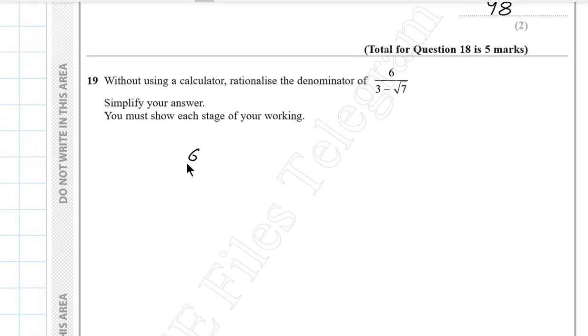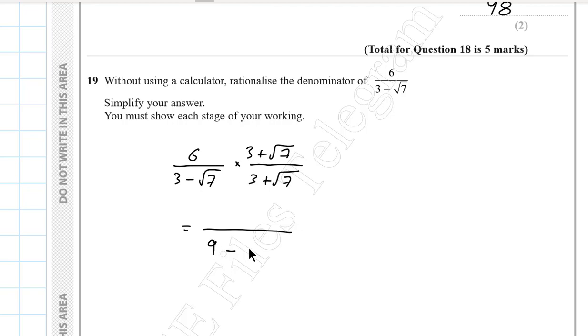Question 19. Without using a calculator, rationalize the denominator of this fraction. Of course, I will multiply both numerator and denominator by the conjugate, which is 3 plus square root of 7. For the denominator, we have 3 times 3, which is 9, minus root 7 times root 7, which will be 7. And here I will expand 6 times 3, which is 18, plus 6 root 7.